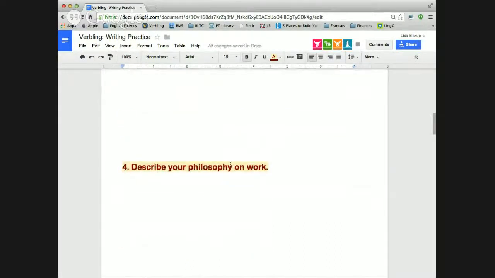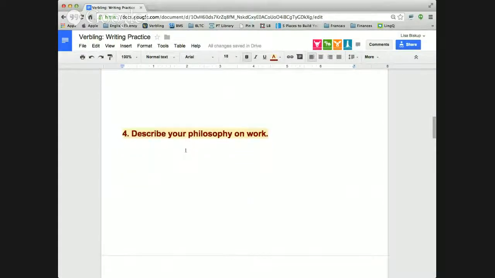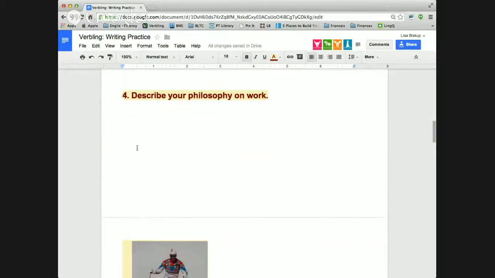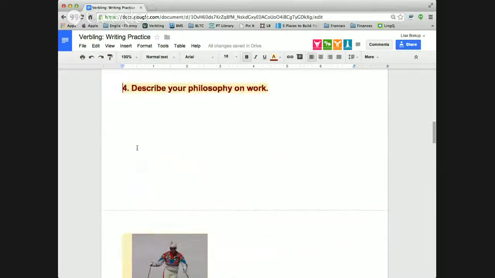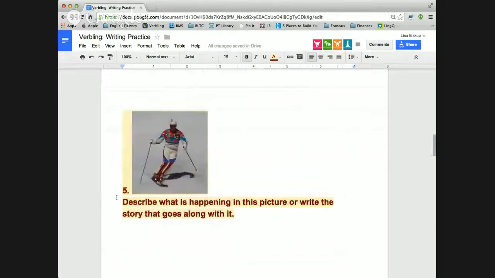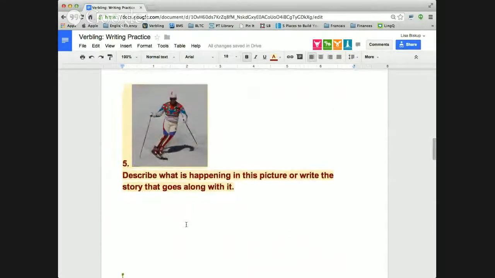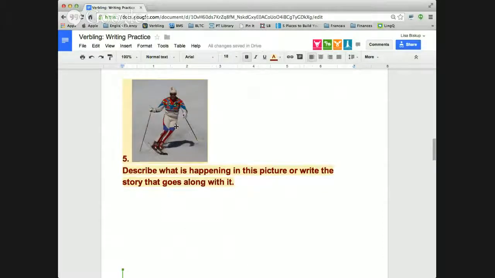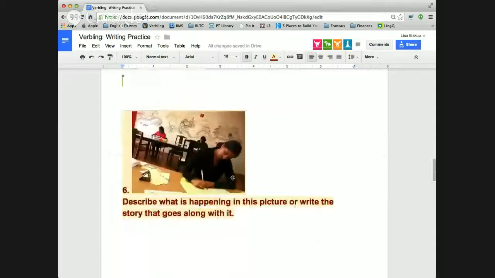Yesterday, some people described their philosophy on money. Now, today, you have a chance to describe your philosophy on work. What do you think about work? How much should you work? You know, that kind of stuff. Number five is, describe what is happening in this picture or write a story that goes along with it. So this is a funny guy in a funny costume skiing down the hill. So somebody could create a story around that.